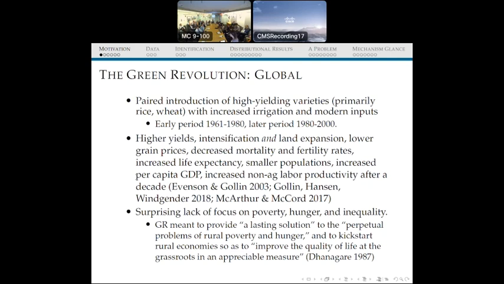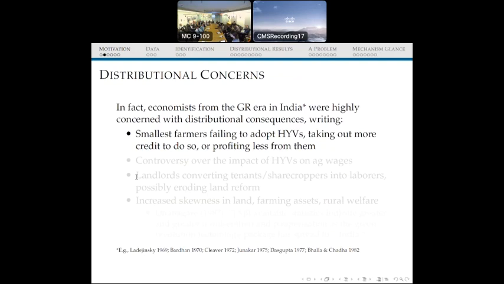So one economist in 1987 wrote that the Green Revolution was meant to provide a lasting solution to the perpetual problems of rural poverty and hunger. And in fact, economists from the Green Revolution era in India were highly concerned with the distributional consequences. There were a lot of economists, I'm listing some of them on the bottom here, but there's many more, who were worried that the smallest farmers were failing to adopt high-yielding varieties, or taking out more credit in order to do so, or profiting less from them once they adopted.